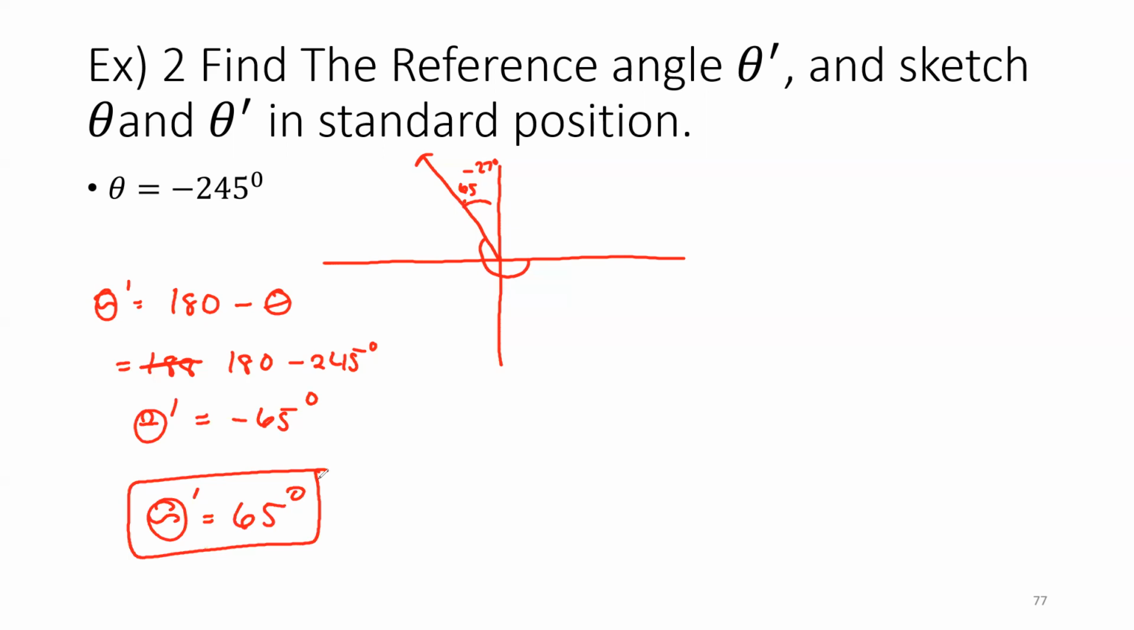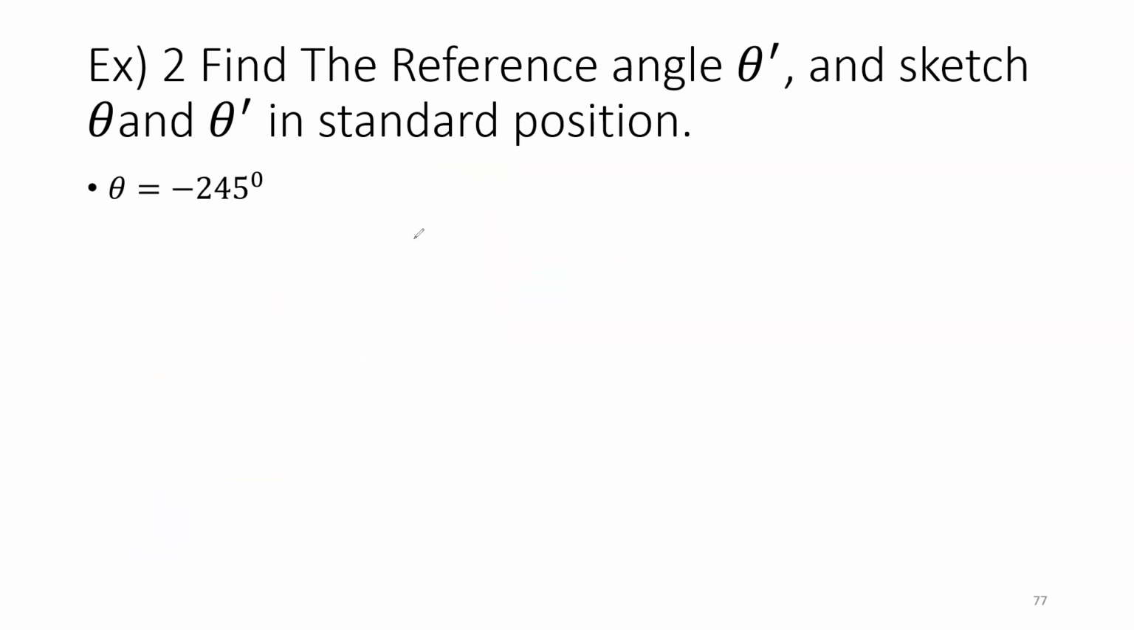Okay, let's do a few more. Example 3 says find the reference angle theta and sketch theta in the same direction, but this time our theta is 2 pi over 3.